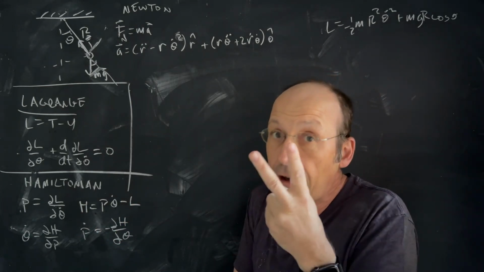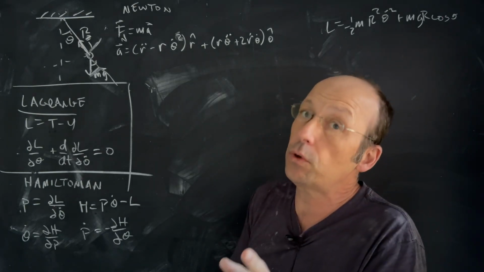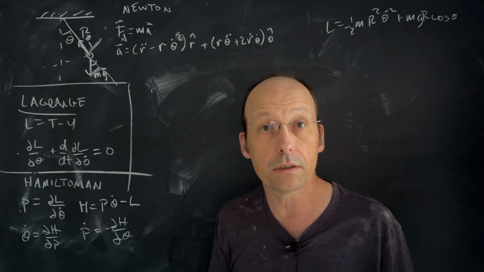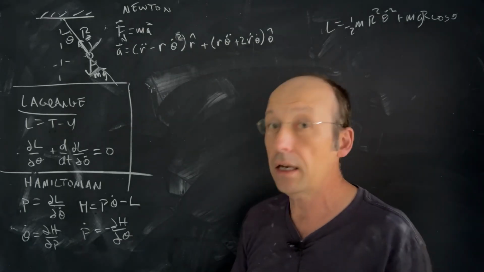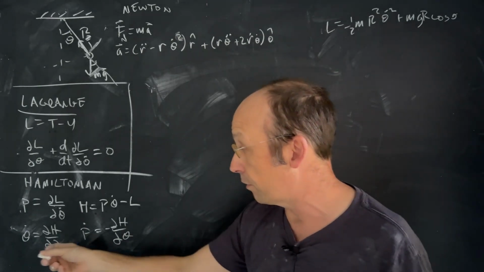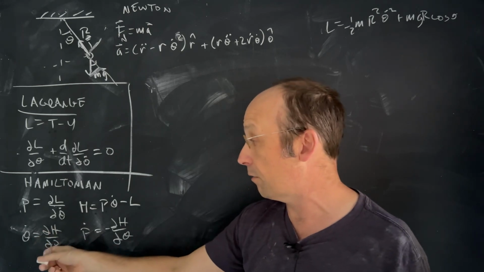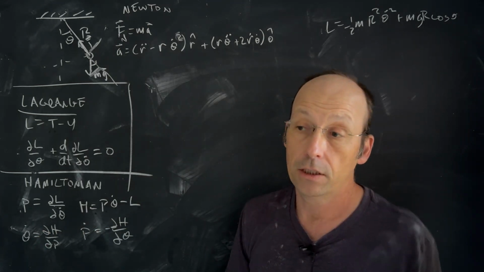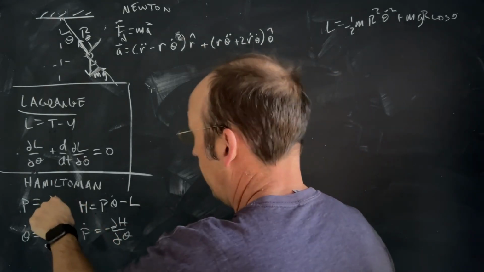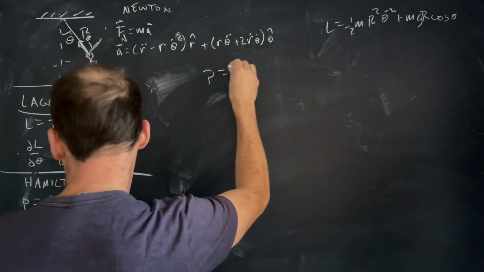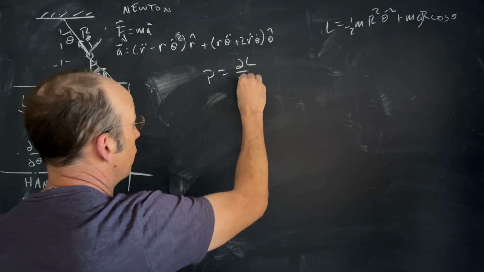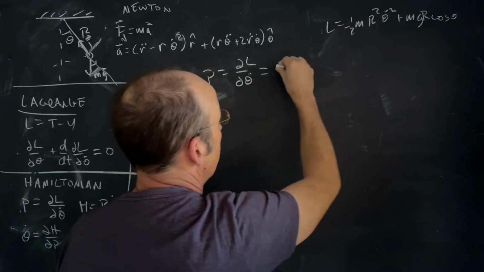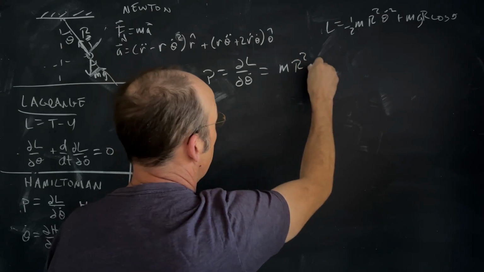The big difference between the Lagrangian and the Hamiltonian is that the Lagrangian gives you a second order differential equation, theta double dot. Here we get two first order differential equations. Theta dot is the partial of h with respect to p. P dot is negative the partial of h with respect to theta. So let's find p. That's number one, p. So p is the partial of L with respect to theta dot. And see, I put it up there. I got one theta dot, so it's going to be m r squared theta dot.